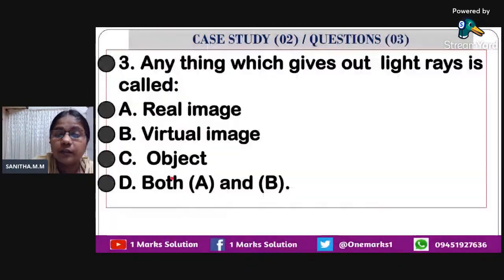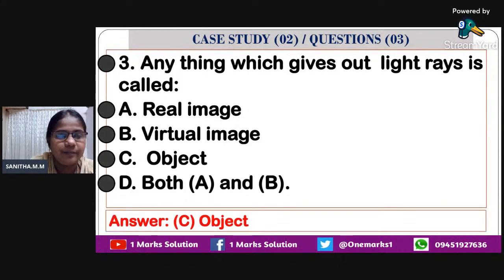Now let us move on to the third question. Anything which gives out light rays is called, can you say, real image? No. Light rays, they will give out the, how will you see the object? I told you that the light has to come from the object, that means light should be incident on the object and it should reflect and reach our eye. Then only we can see it. So anything which gives out light rays is called, we can say, an object.